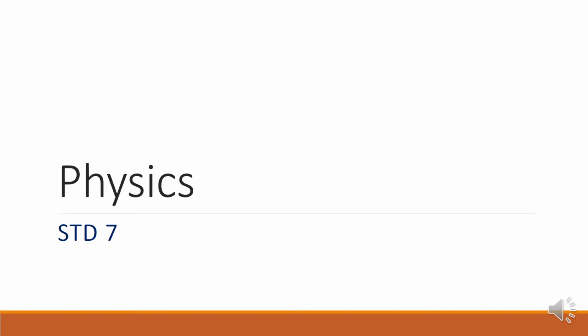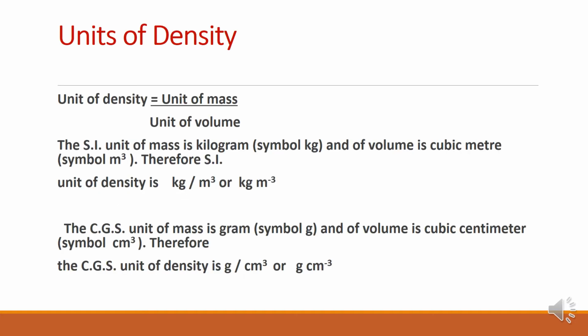Hello students, today we are going to continue with our first chapter, measurement. In that we have completed area, then volume, and now we are going on to density. Last time we learned the definition of density. Density is the mass per unit volume of a substance, and we learned the formula that density is equal to mass by volume.